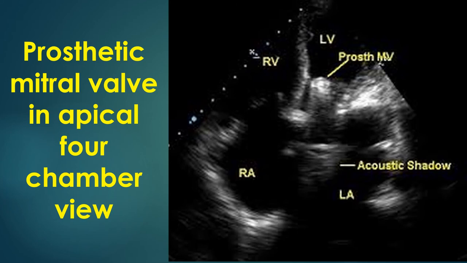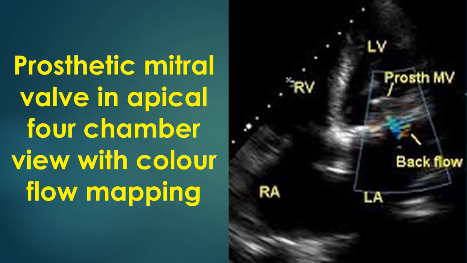Thrombus formation usually presents with acute mitral valve obstruction, while pannus formation presents more insidiously with increasing gradients and effort intolerance. Color Doppler imaging from the apical four-chamber view shows normal antegrade flow and a trivial backflow, which is normal during the closing movement of the prosthetic valve.